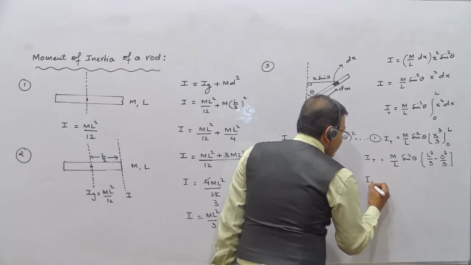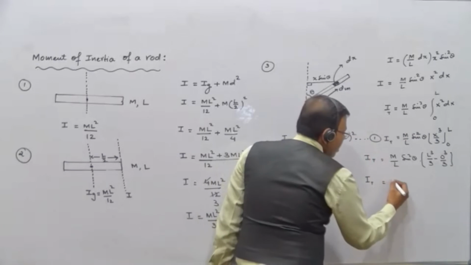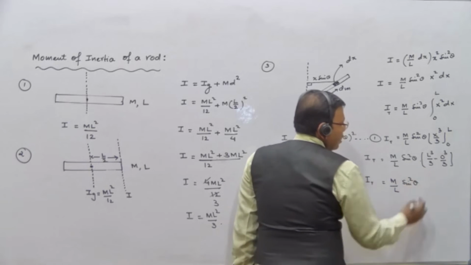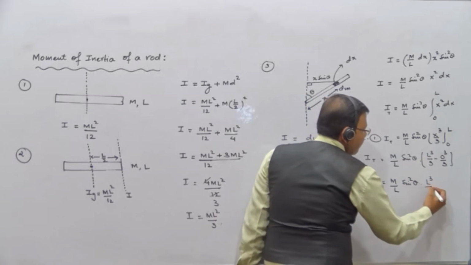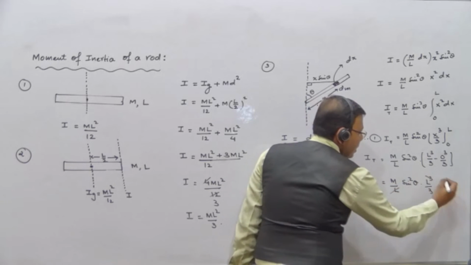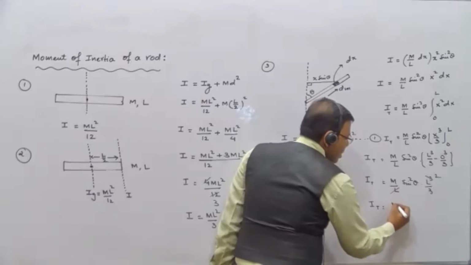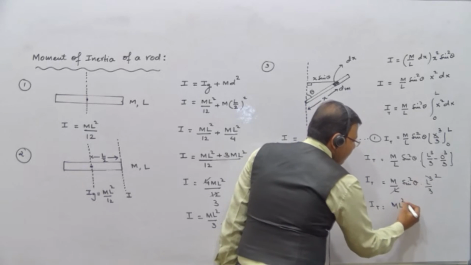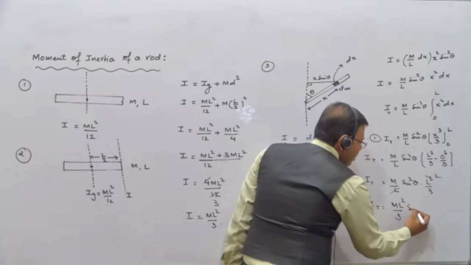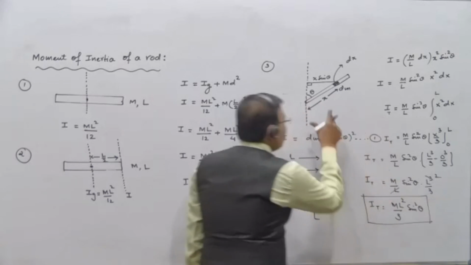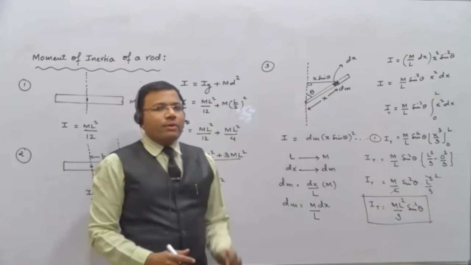So this is the total moment of inertia of the rod. It is M by L sin square theta, this is L cube by 3. One L gets cancelled, L square is there. So the total moment of inertia I am getting here is M L square by 3 into sin square theta. So this is the moment of inertia about this axis for this rod.